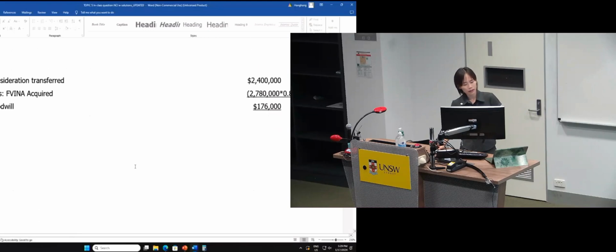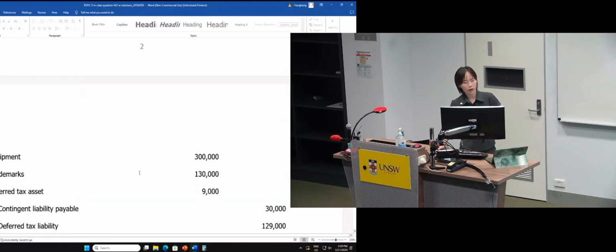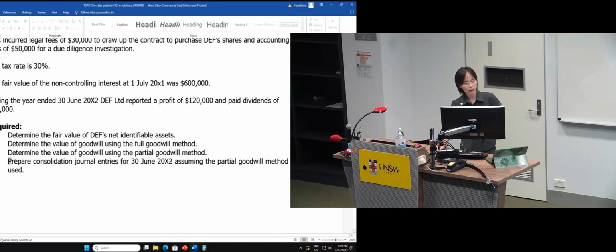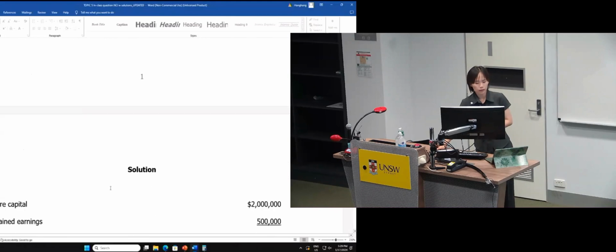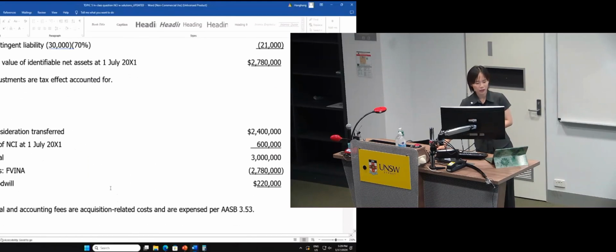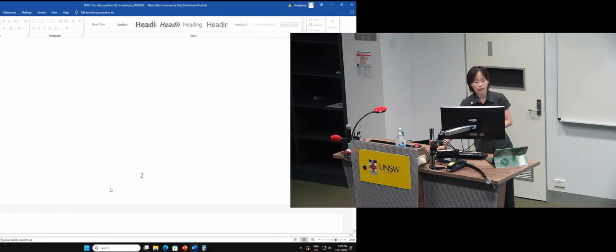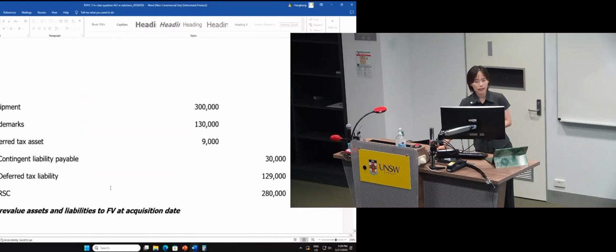Now, the final requirements, so you can look at requirement D, right? Requirement D: prepare consolidation journal entries for 30 June year X2, assuming the partial goodwill method is used here. Assuming the partial goodwill method is used, NCI does not receive a share of the goodwill. Now, let's look at our RC entry first.